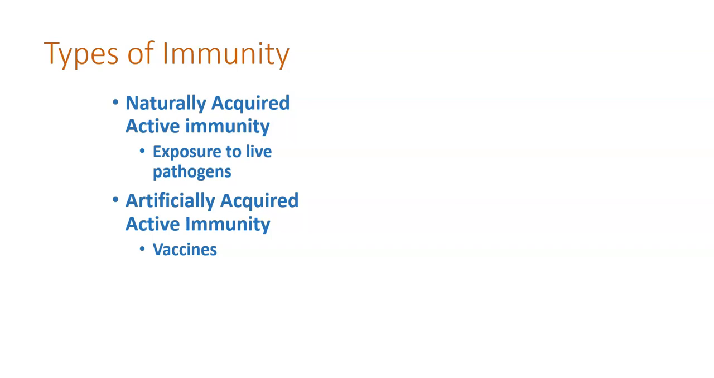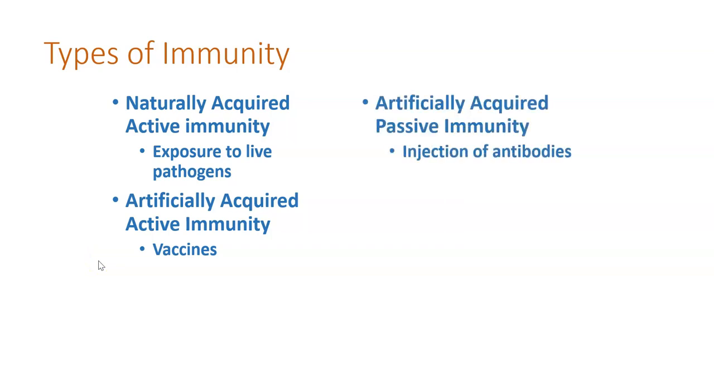And so people that get the measles and survive have a higher death rate down the road because they've lost their immunity to other infections. So vaccines, not bad. Okay. Artificial active. The next type is artificial passive immunity, and this is injection of antibodies.